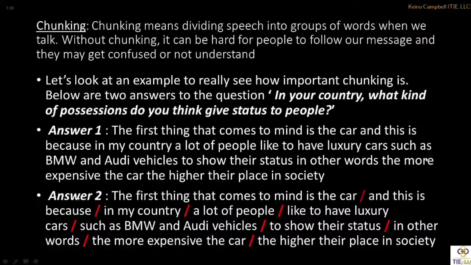The first thing that comes to mind is the car. And this is because in my country, a lot of people like to have luxury cars, such as BMW and Audi vehicles to show their status. In other words, the more expensive the car, the higher their place in society. Did you hear the difference? That's the difference in terms of chunking and not chunking.